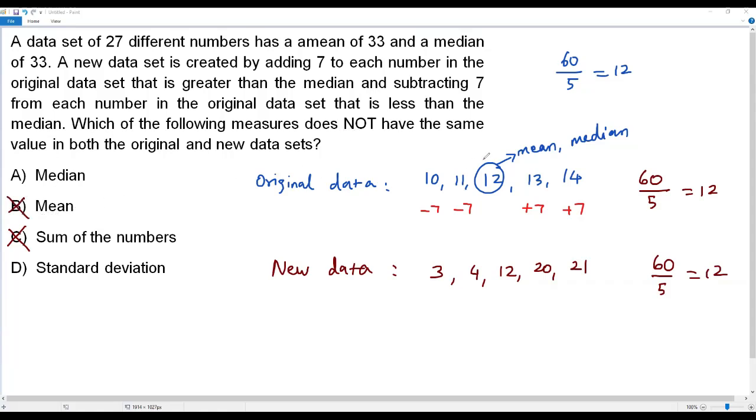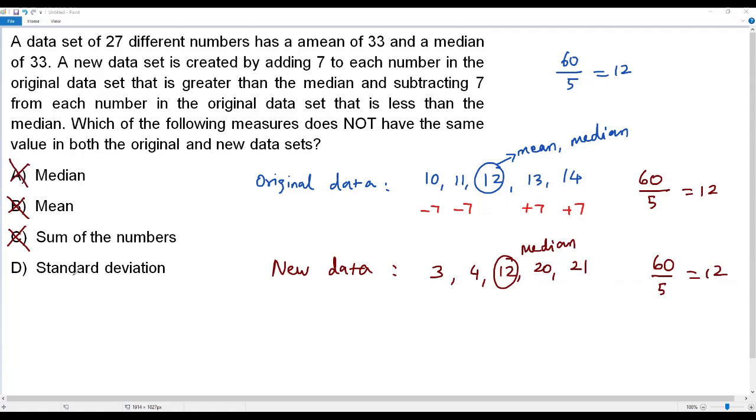Already we know that the median of the original data set is 12, that is the middle value when the values are arranged in ascending order, from least to greatest. So what is the median of the new data set? Again, the values of the new data set are arranged in ascending order, and the middle value is 12. So in the new data set also, the median is the same, 12. So we can reject option A, median also.